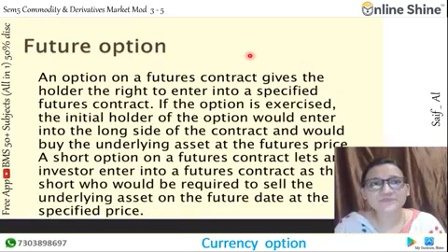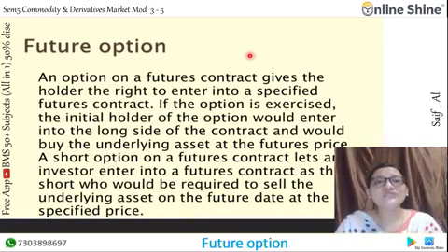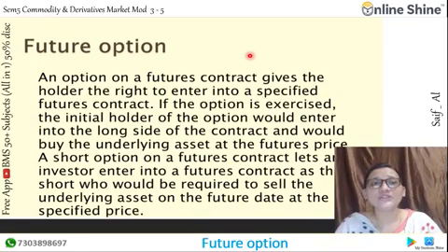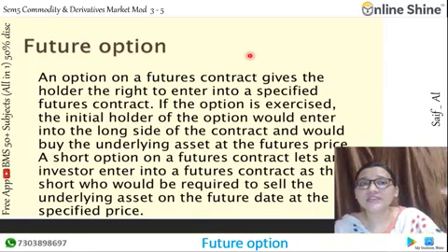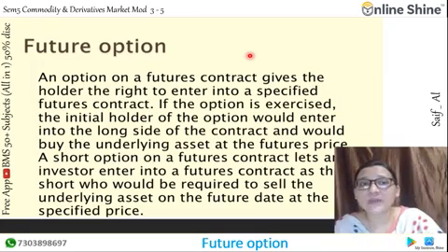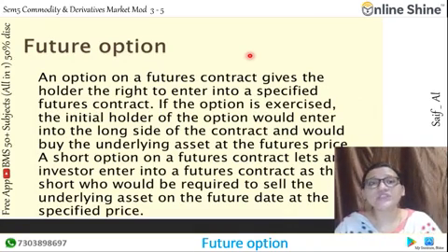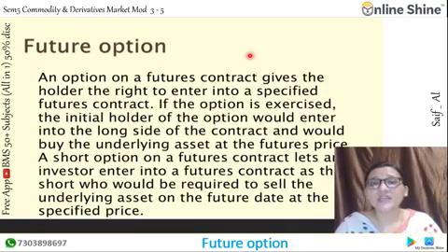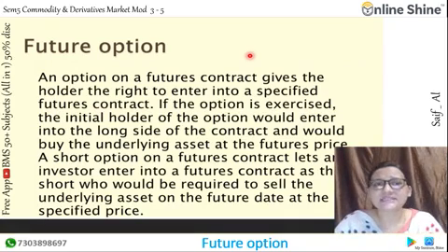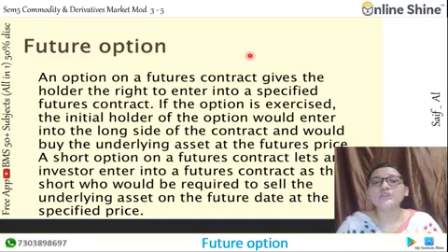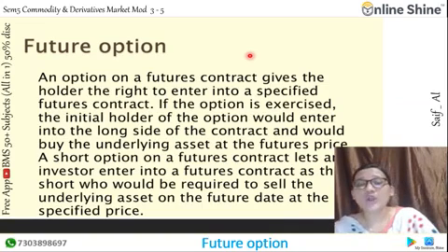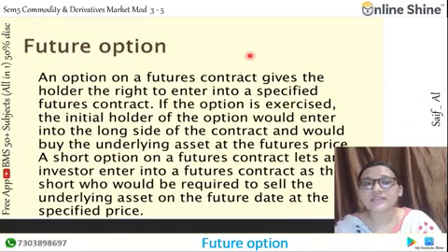Now the last one is the future option. What is the future option? In the future market, it is a contract that gives the holder the right to enter into the specified future contract if the option is exercised. The initial holder of the option would enter into the long side of the contract. What does the long side mean? Buyer. If the contract is exercised, the long side, the buyer, exercises this.